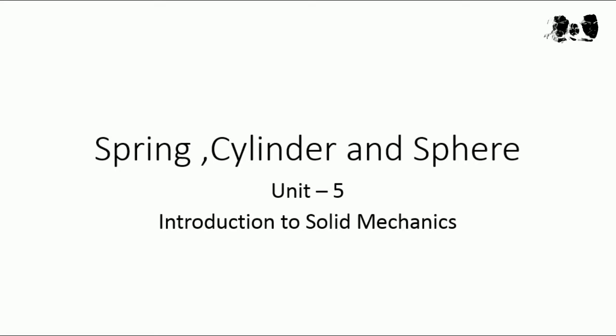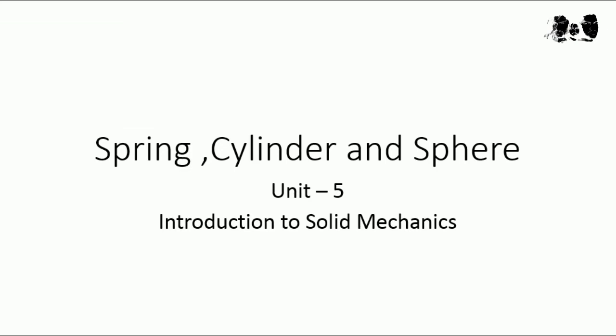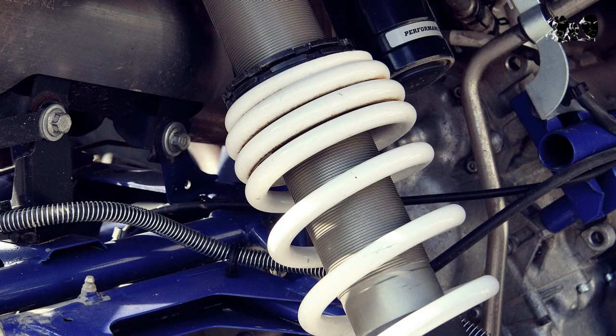So we already started the spring part, and we solved and analyzed the closed coil helical spring, which is one of two kinds of spring: closed coil helical spring and open coil helical spring. Basically, the helical part stands for the shape of a rotating ring kind of structure.